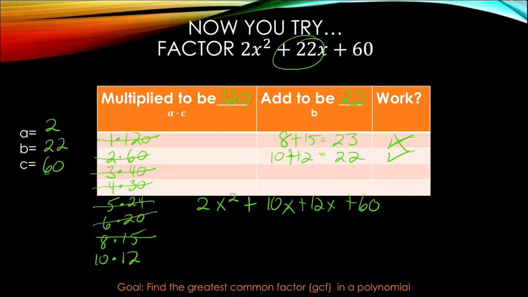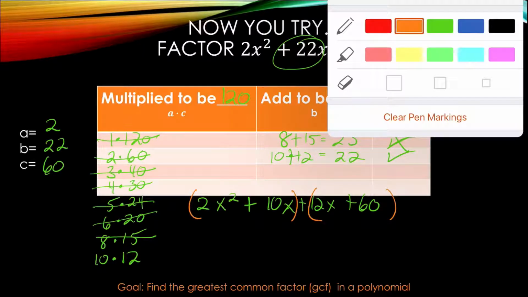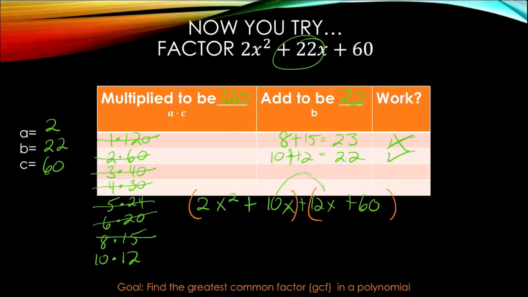Okay, next we're going to group these. And it doesn't matter which one we pick. If we decide to put 10x first or 12x first, these two terms right here can flip-flop. It's not a big deal. Okay, common factor of 2x squared and 10x is 2x. When I divide that out, 2x squared divided by 2x is just an x. 10x divided by 2x is a 5.